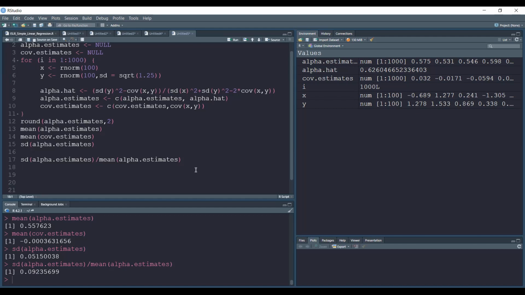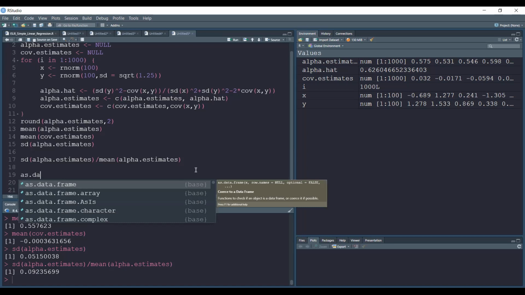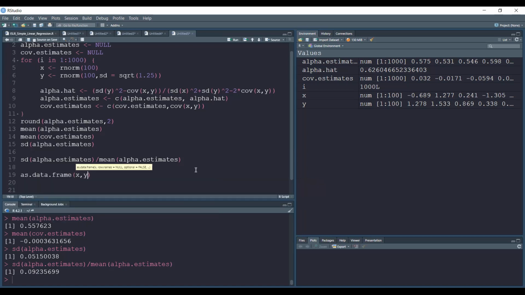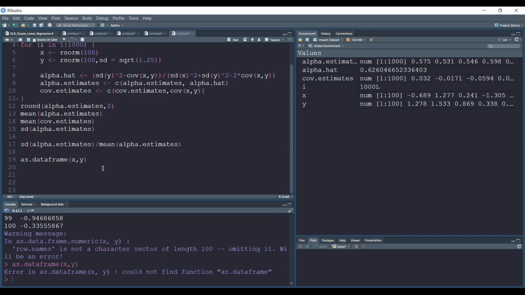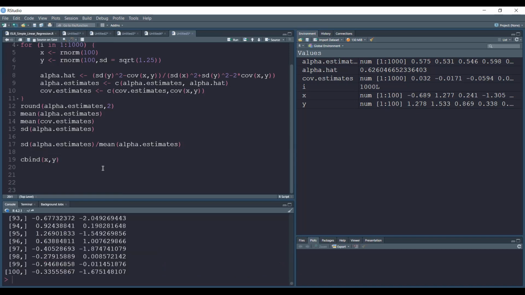So what we'd first have to do is create a data set. Can you do as.data.frame x comma y? That doesn't work. What about without the full stop? That doesn't work either. So could you maybe cbind x comma y? Okay, so that looks a bit more promising.